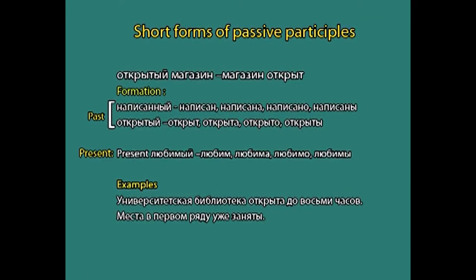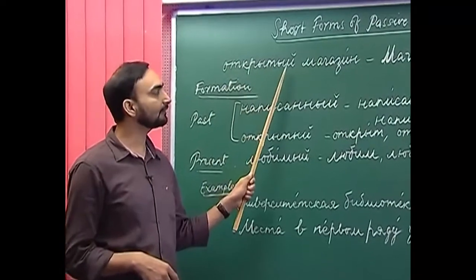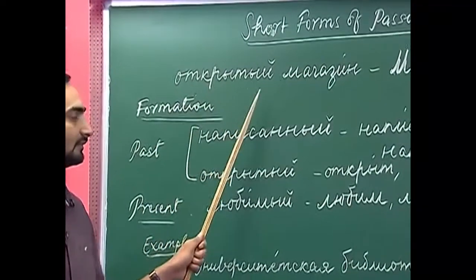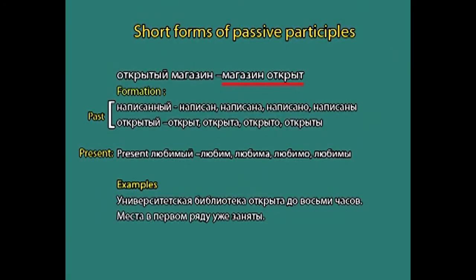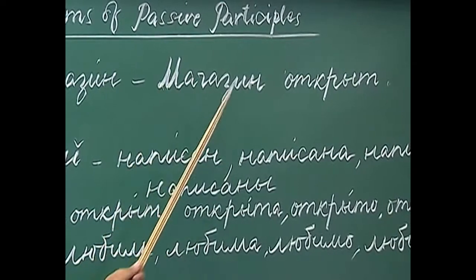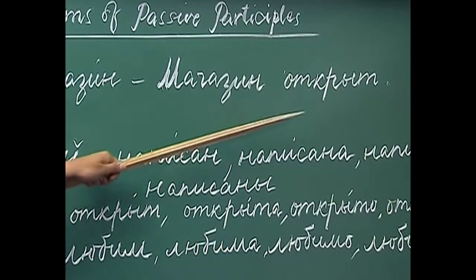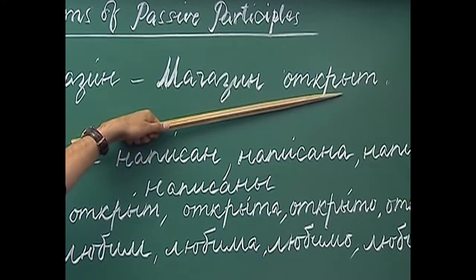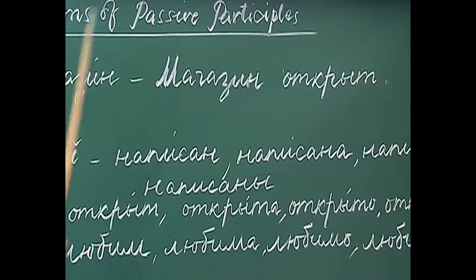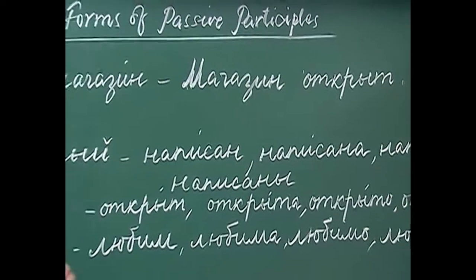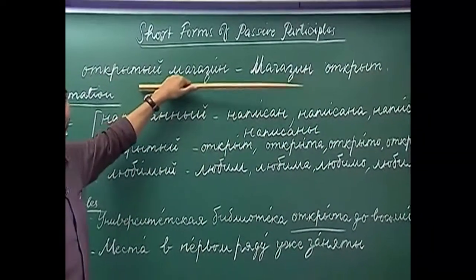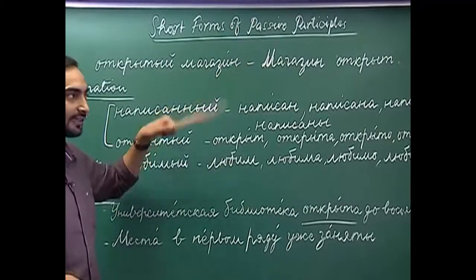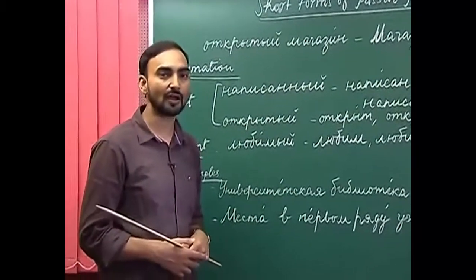So, here I have written a full form of a passive participle: открытый, открытый магазин, open shop, and магазин открыт, the shop is open. So, here as you can see, we have used the short form of the passive participle: открытый магазин and магазин открыт. So, what is the difference between their use, that we will discuss later on. So, let us first find out how they are formed.